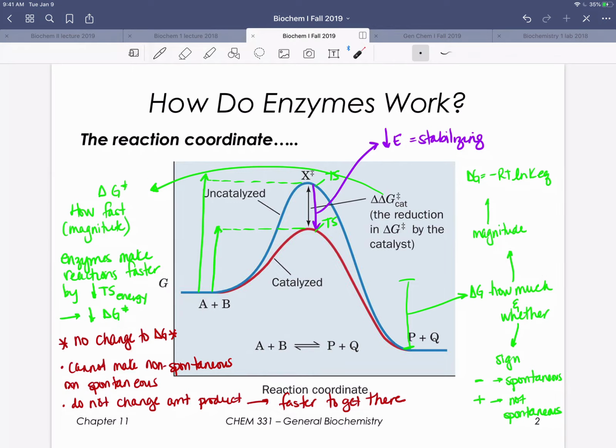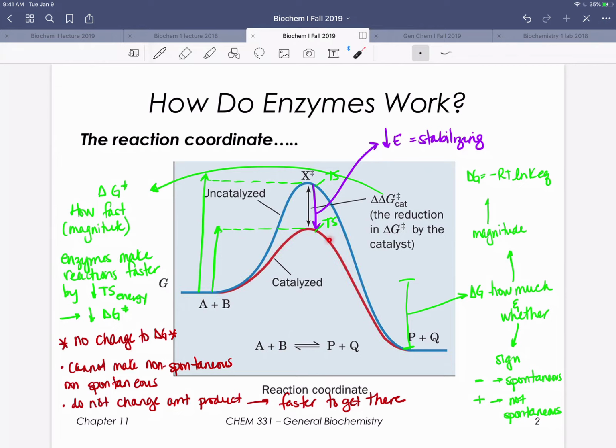Delta G double dagger is how fast. This really only has a magnitude portion to it, and the magnitude has to do with how fast it is. A large delta G double dagger is a slow reaction because that represents a large hill that has to be gone up and over. You determine delta G double dagger by the energy difference between an isolatable species that lives in a valley, like reactants here or even products, and a transition state energy. So it's always going to be an uphill arrow. And enzymes make reactions faster by lowering the transition state energy. When you make delta G double dagger smaller, you make a reaction faster. You have a smaller hill to get up and over.